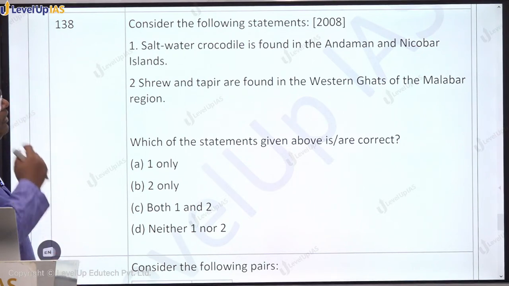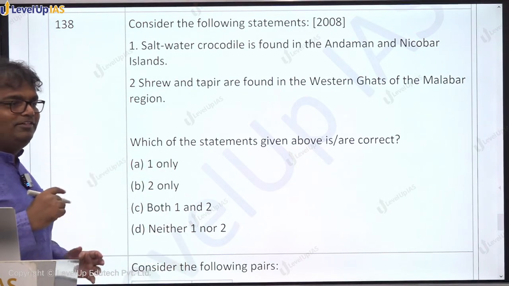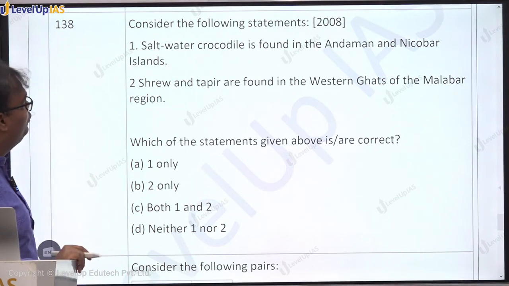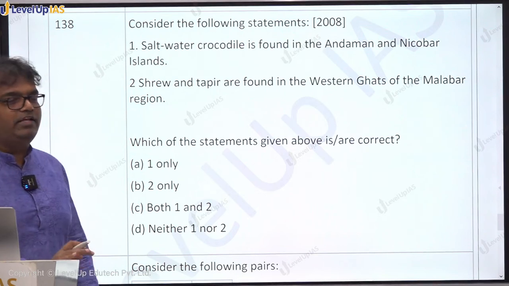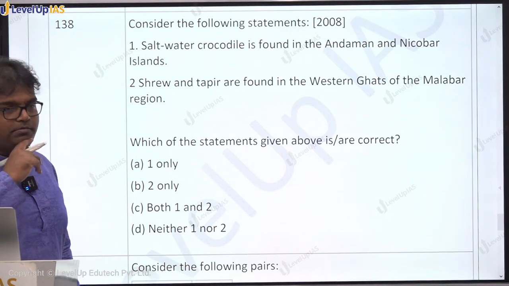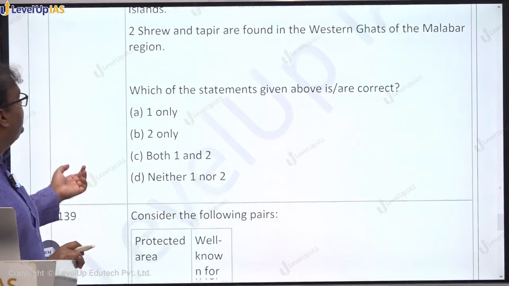138. Saltwater crocodiles are found in Andaman Nicobar. Yes. Found kya? Itne jyada found ho rahe ki they want them to be listed in Schedule 4. Shrew and tapir are found in Western Ghats of Malabar. They are not. Tapir generally Northeast India mein milega. So two is wrong. One only. One is correct. 138 A.